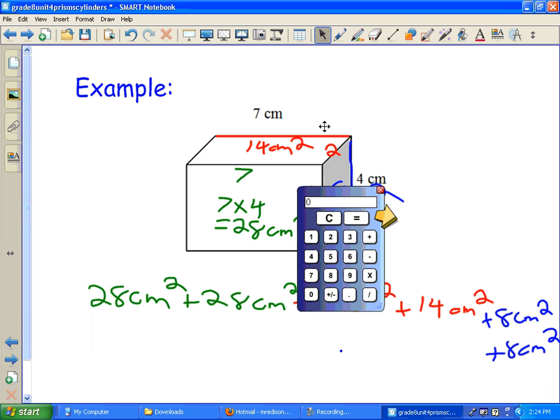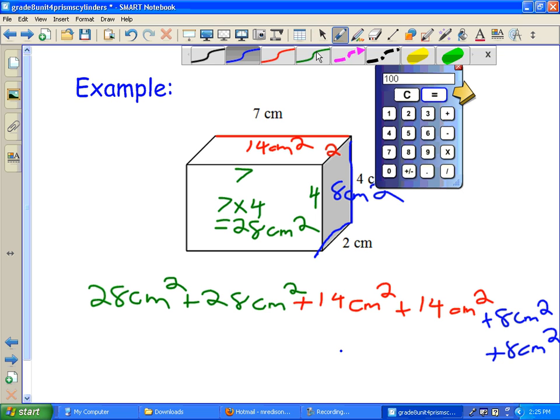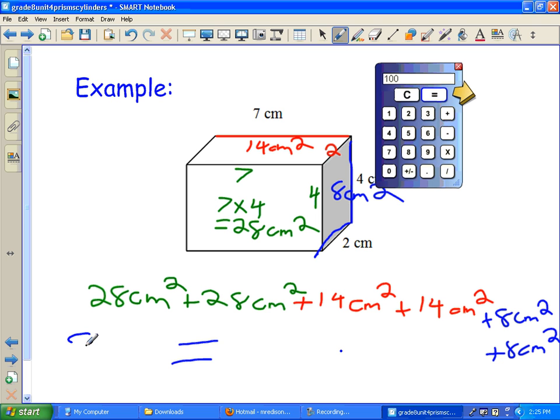Okay. Now I'll add them up. So I've got 28 and 28. So 28 plus 28 plus 14 and 14 plus 8 and 8. And the answer is 100. So the total surface area, that means all those sides together, is 100 centimeters squared.